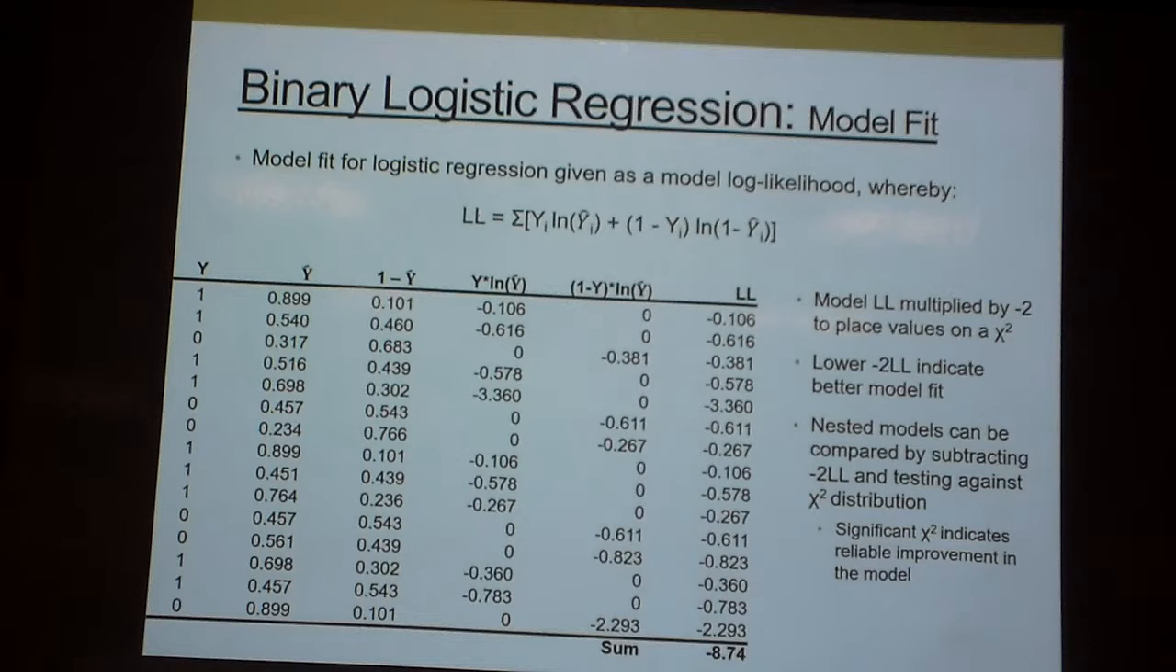We have negative chi-square values. Chi-square distribution is all positive. But if we multiply our log likelihood by -2, we get a -2 log likelihood, with lower values indicating better fits. And if we have nested models, we can start subtracting the difference between -2 log likelihood against a base model, and we can start looking at whether or not we have a better model given the inclusion of some variables versus without. A significant chi-square indicates reliable improvement in the overall model.